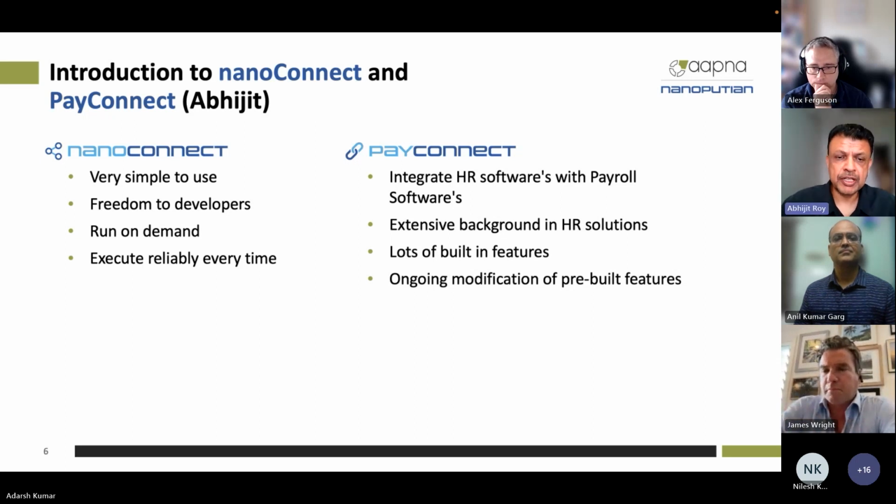PayConnect, which is the topic of the day today, is the customized version of NanoConnect dedicated to integrating HR softwares with payroll softwares. When it comes to payroll integration, you need more than just middleware. With more than 30 years of experience of implementing payroll solutions, we know how to help you structure data and processes to ensure a successful integration project. PayConnect comes with loads of built-in features to enable easy integration in the HR world.